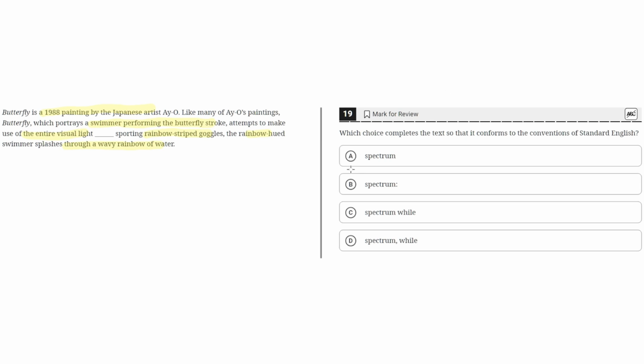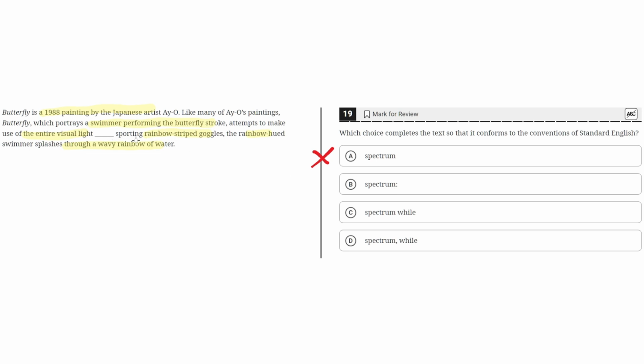A. Spectrum. This is incorrect because without any punctuation, this would result in a run-on sentence, where there are two independent clauses and there's no proper punctuation to connect them. So because A doesn't use any punctuation at all, in order to show how the second part of the sentence here, which we highlighted earlier, is an explanation or more thorough details on what was said earlier, A is incorrect.